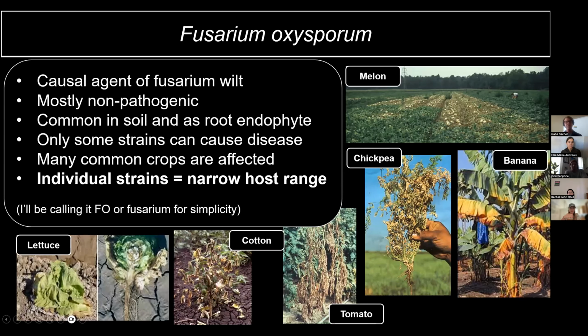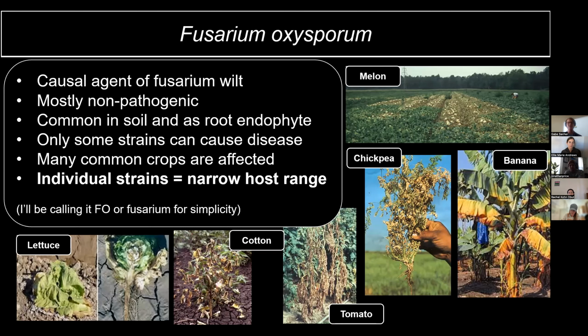So Fusarium oxysporum is the causal agent of Fusarium wilt, which is sort of the classic and most common Fusarium disease we see in diversified vegetables. But unlike many pathogens, Fusarium oxysporum is mostly not pathogenic. And so it's honestly the weird strains which are infecting our crops. It's just that they're so common and we spread them around as humans that we find them in a lot of our fields.